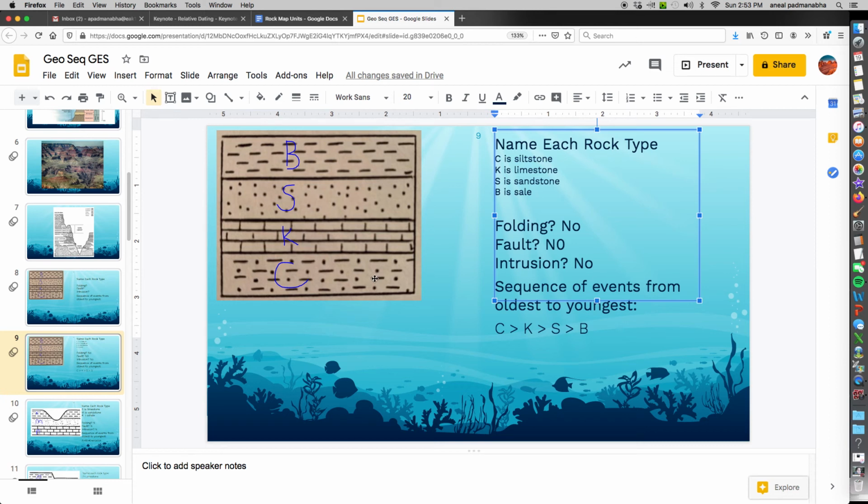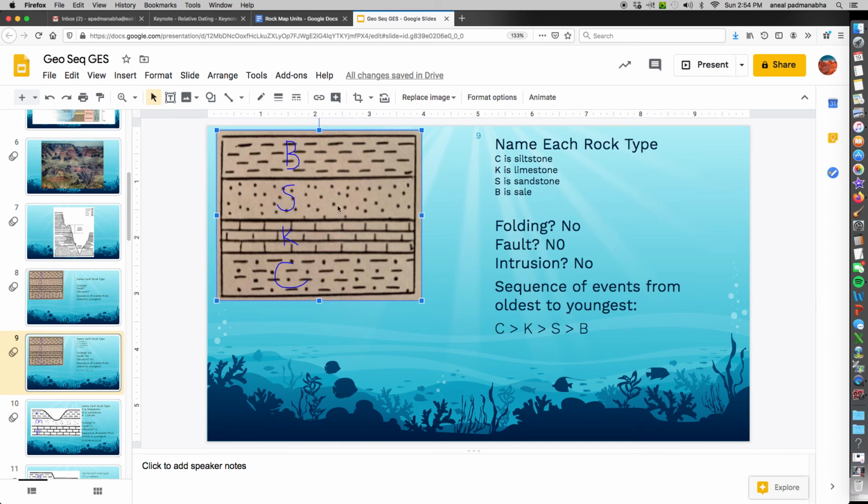Well, we're going to stick with the whole idea of superposition, and whatever's on the bottom is the oldest, and as you work your way up to the top is the youngest. So C was first deposited, and I don't know how to do an arrow, so I use this symbol right here to show that this is what happens next. This is not a greater than or less than symbol or anything like that for our purposes. Again, it's supposed to represent an arrow to show you what happens next. So C was first deposited, then K was deposited, then S was deposited, and then B was deposited. So C was deposited, then K, then S, then B. That's superposition on the bottom, and then these are horizontal.